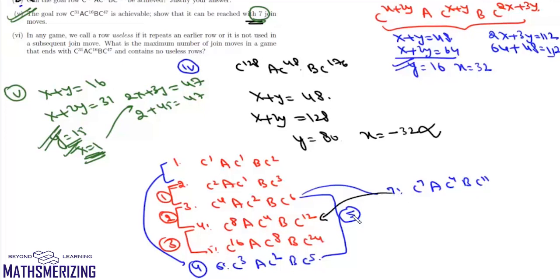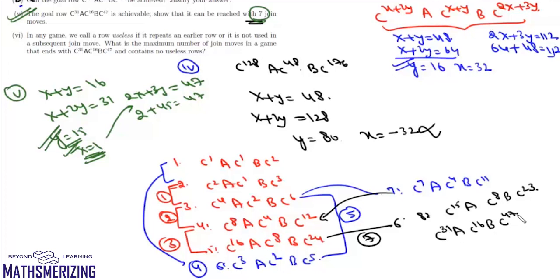Now we'll join 7 with 4. So there'll be a sixth join, and there'll be this eighth row, C to the power 15, A, C to the power 8, B, C to the power 23. And finally we'll join these two rows, and that's our seventh join, and now it'll be C to the power 31, A, C to the power 16, B, C to the power 47. So it can be reached with 7 join moves.